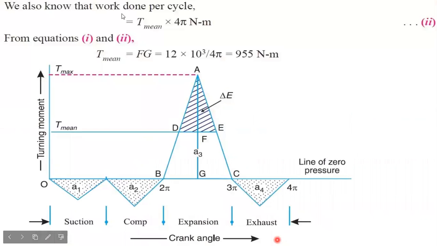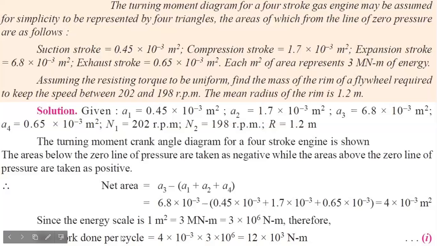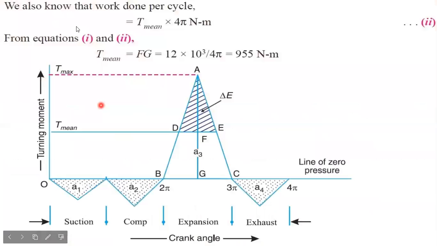Another formula for work done per cycle is T mean into 4π, which we know already. In equation 1 the left hand side is work done, and in equation 2 the left hand side is also work done. So the left hand sides are equal. Now we equate equations 1 and 2 with the right hand sides. Finally, keep T mean, which is nothing but FG value.